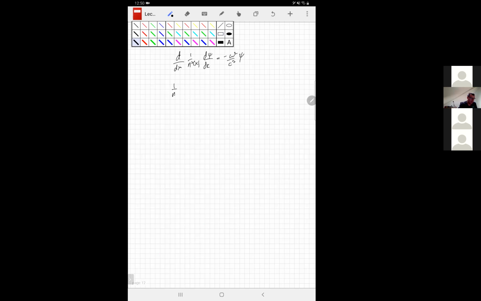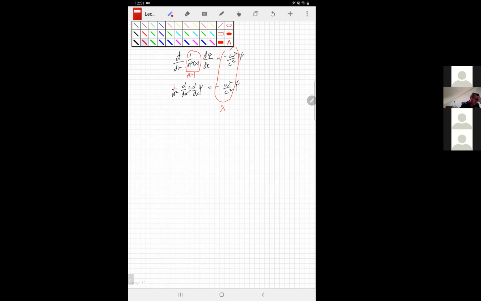And the other, we've got 1 over n squared. I'm writing the second derivative that way. I'm going to put a 1 in there. Now, in both of these formulas, we've got an eigenvalue here. Our eigenvalue is minus omega squared over c squared. In one of them, p of x is 1 over n squared.